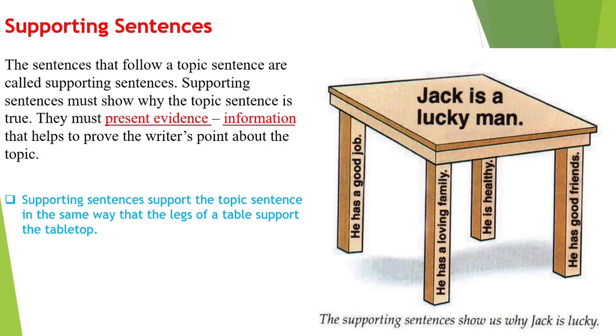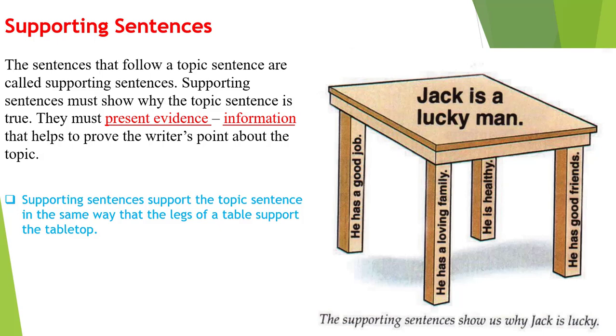So now look at this table. We have a general table here, guys. This is about Jack is a lucky man. So this is the topic sentence. Now we have to prove how Jack is a lucky man.